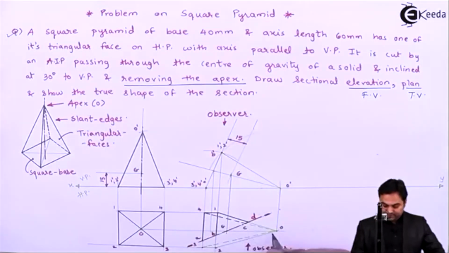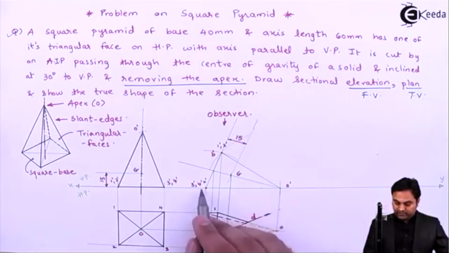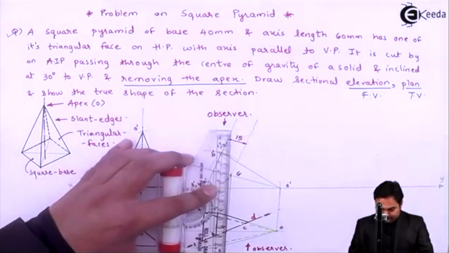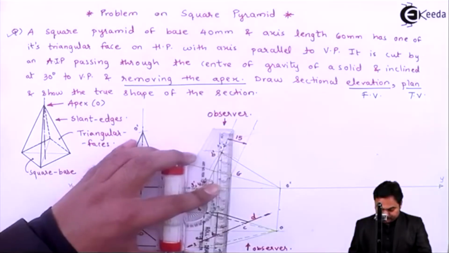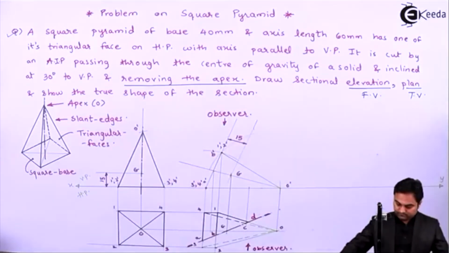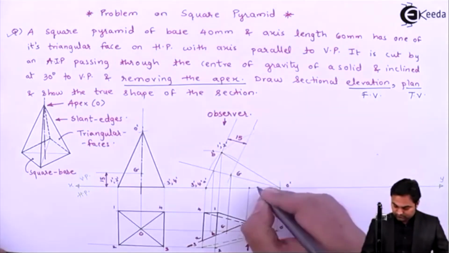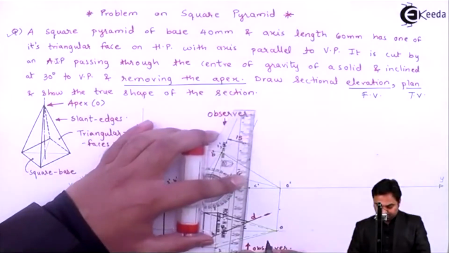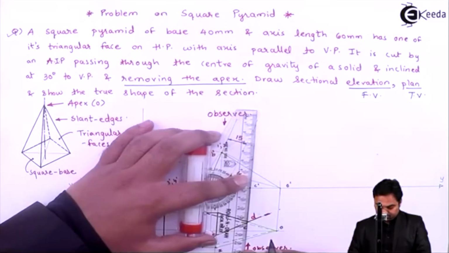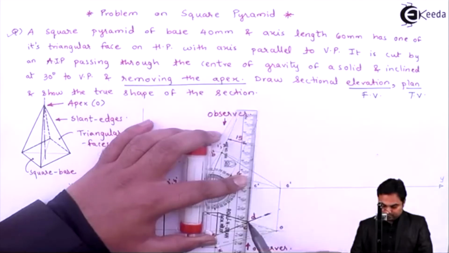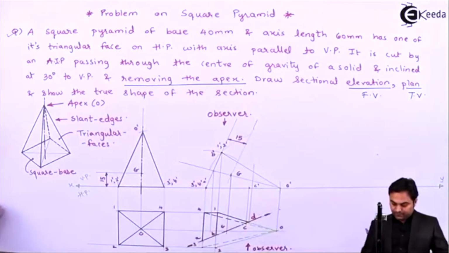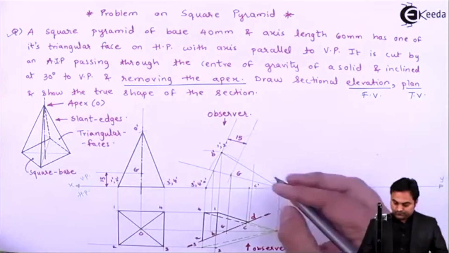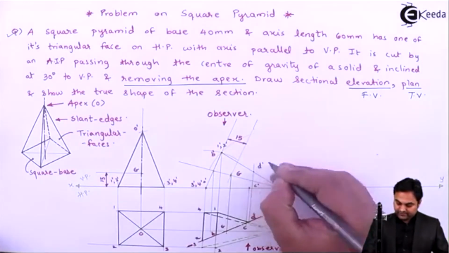Then C is on O to 4. So we have O dash 4 dash on the XY line. Point C will be projected. Then point D is on O to 1. So O dash, it is on O to 1, that is O dash 1 dash. That gives me the point D dash.